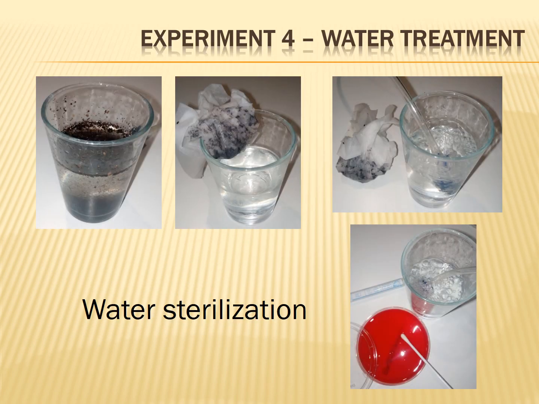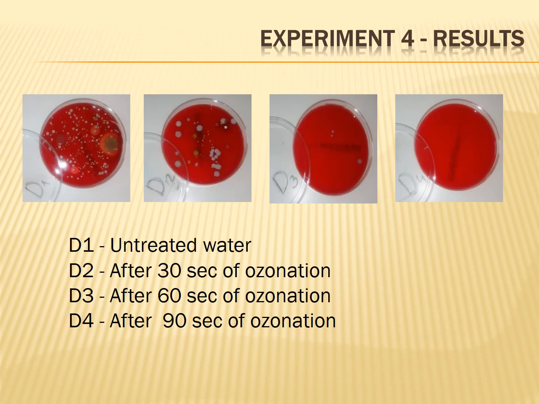The last experiment was water sterilization. We put some soil from my father's plant pots, which is naturally rich with different types of bacteria, fungi, and viruses. We mixed distilled water with soil, and after a few minutes we filtered it. We made 4 swabs, one on non-treated water, and after 30, 60, and finally 90 seconds of ozonation, it is quite obvious that the process of ozonation is even more efficient in water compared with previous experiments.